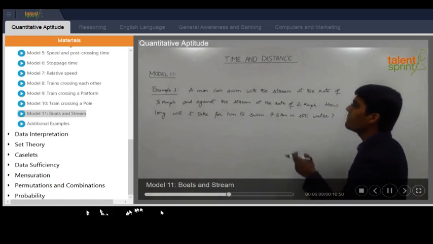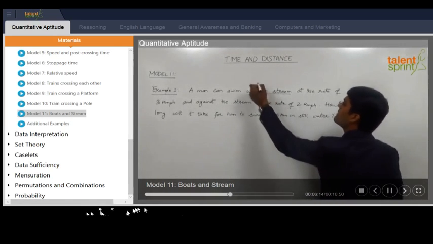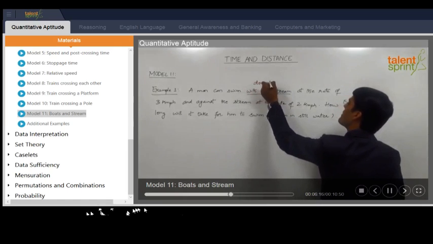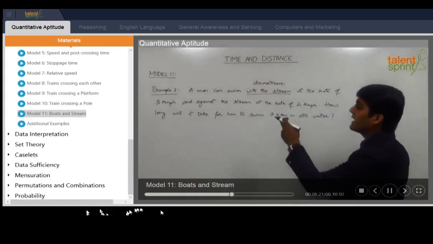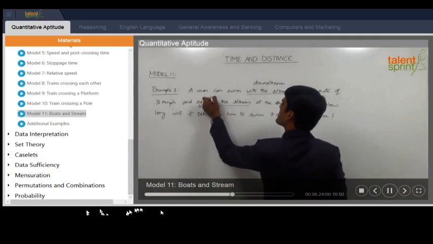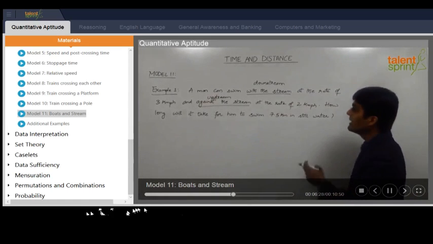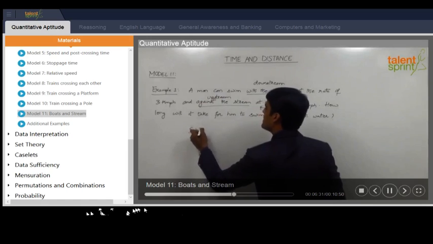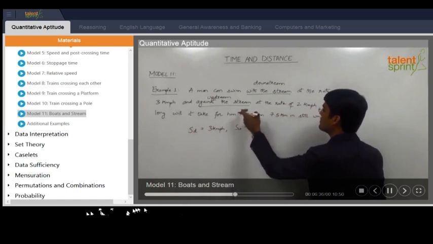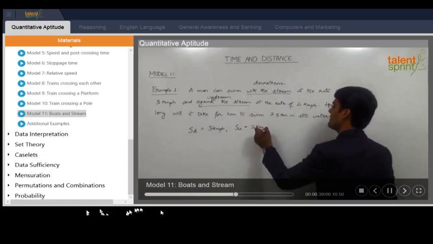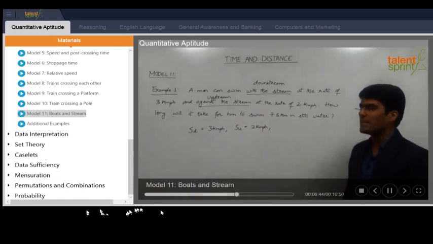As you can see here, a man can swim with the stream. We know that with the stream or along the stream is nothing but downstream. So a man can swim downstream at the speed of 3 kilometers per hour, and against the stream is nothing but upstream. So upstream he can swim at the rate of 2 kilometers per hour. So very clearly, the downstream speed SD equals 3 kilometers per hour and the upstream speed SU equals 2 kilometers per hour.